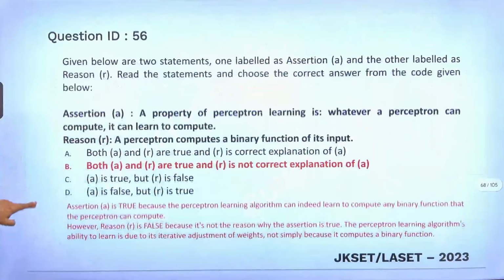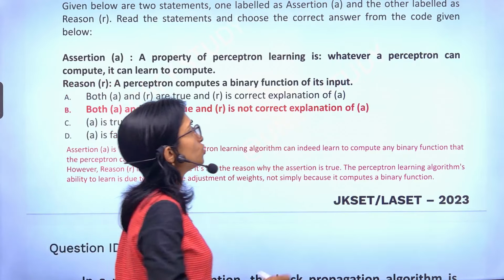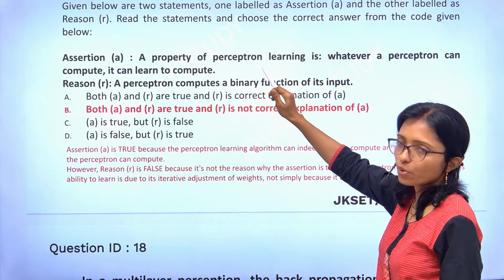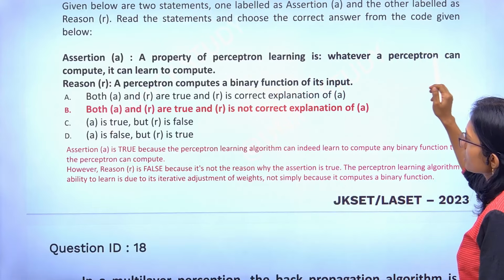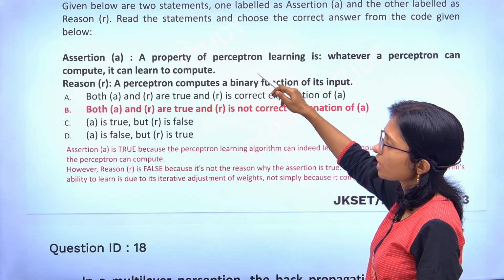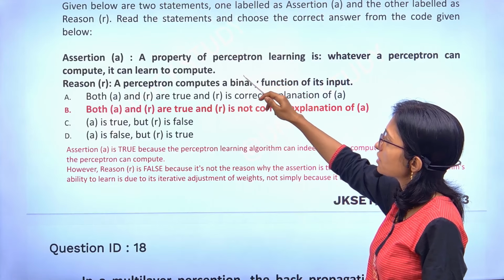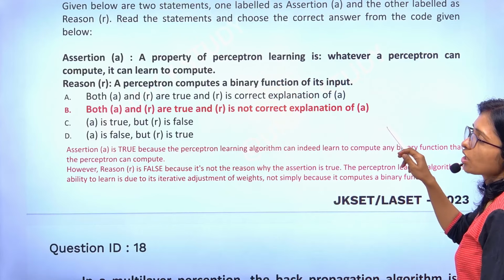Both being true does not mean that it is a correct explanation here. This statement and this statement both are true, but it is binary. Is it supporting this assertion? Perceptron learning, whatever is given, and here it is given as a binary function. They are two totally different statements. The reason is not supporting the assertion. That's why, although they are true, it is not a correct explanation.